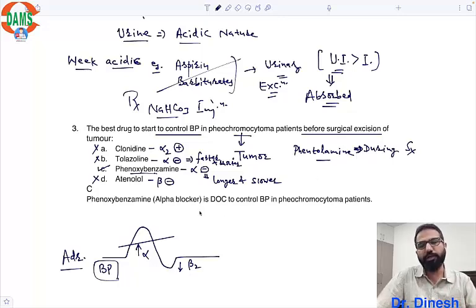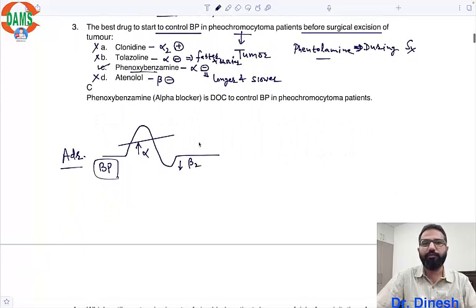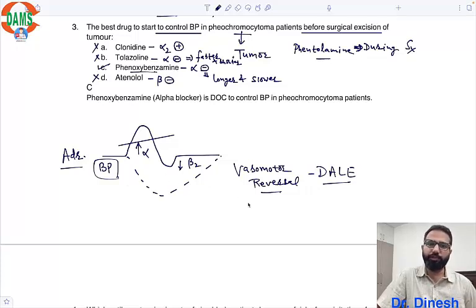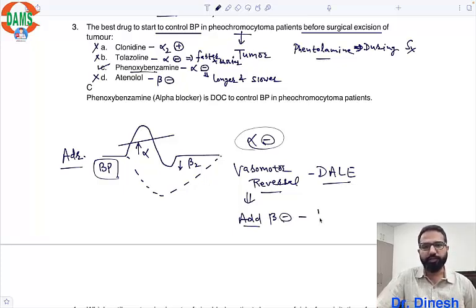Now, suppose you give the alpha blockers, what will happen? These alpha blockers are causing vasodilation, and beta 2 itself causes vasodilation. So this patient will have a significant fall in BP. And this is called vasomotor reversal of Dale. So what to do? In these cases, we need to give the beta blockers. After giving the alpha blocker, there will be vasomotor reversal of Dale. So then you need to add the beta blockers. When you add the beta blocker, it will be reversed. So that is reversal of Dale.